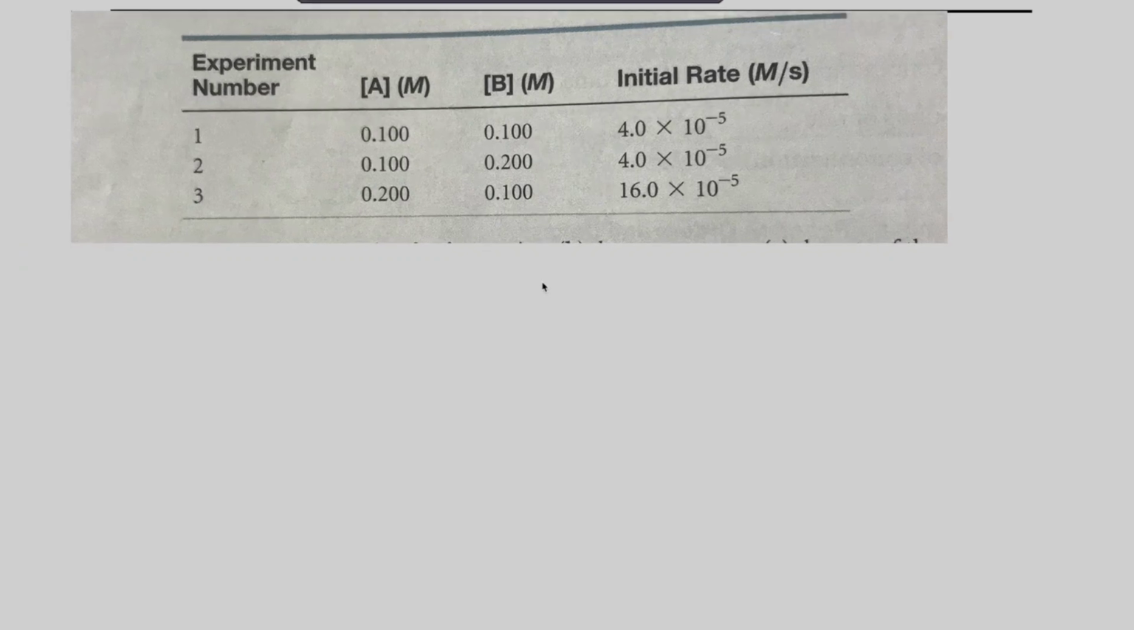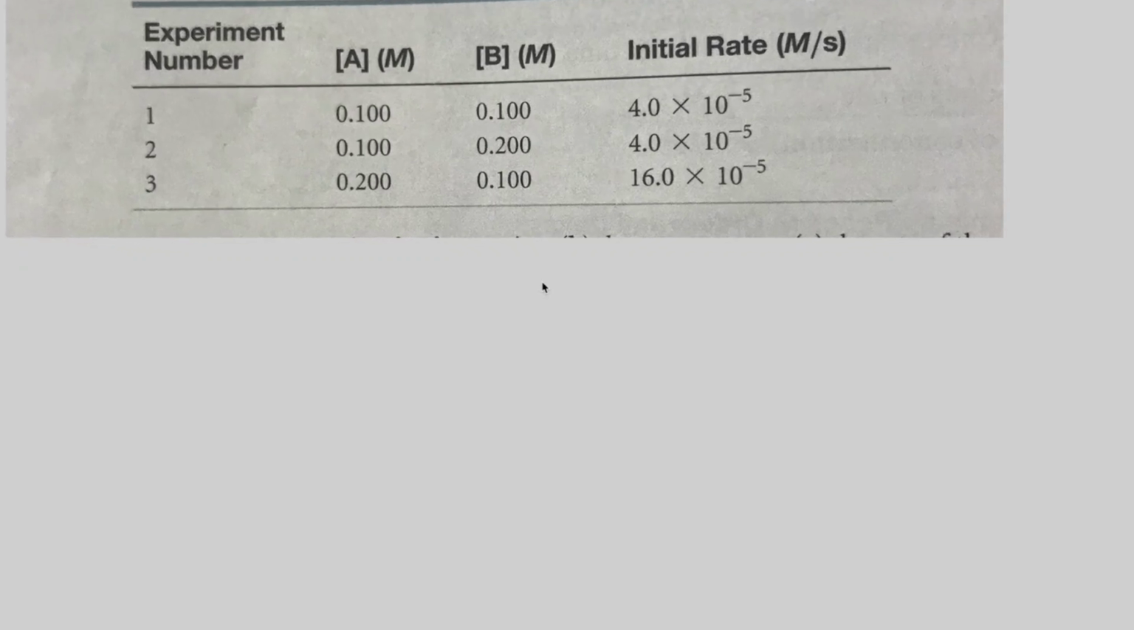So guys, looking at trials 1 and 2, we're going to think through this and then talk about how to do this well. Looking at trials 1 and 2, what's our control? A. What are we doing to B? Doubling it. What happens to the rate? Nothing. Zero order.